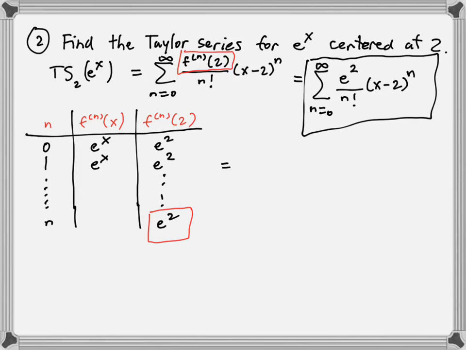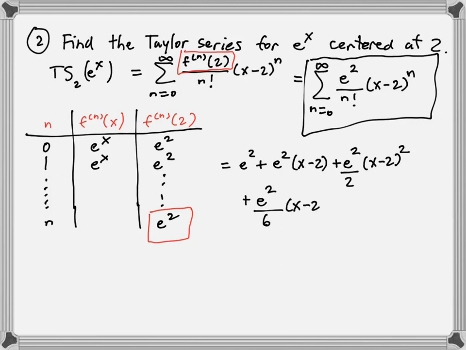If we were to write down the terms, this is what these look like. Plugging in n equals 0, our first term is just e squared plus. Our next term is e squared times x minus 2. Our next term is e squared over 2 factorial, so over 2, times x minus 2 squared, plus our next term would be e squared over 3 factorial, which is 6, times x minus 2 cubed, and we could just keep going.